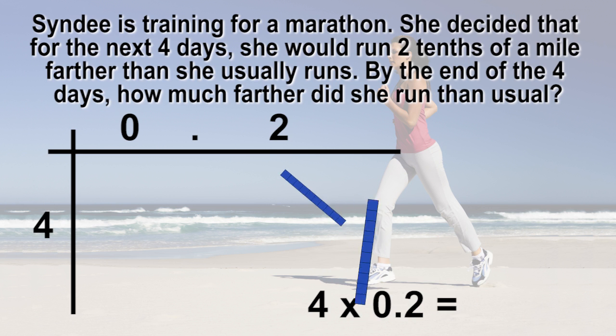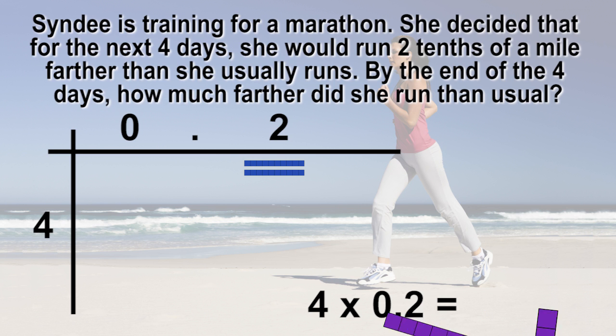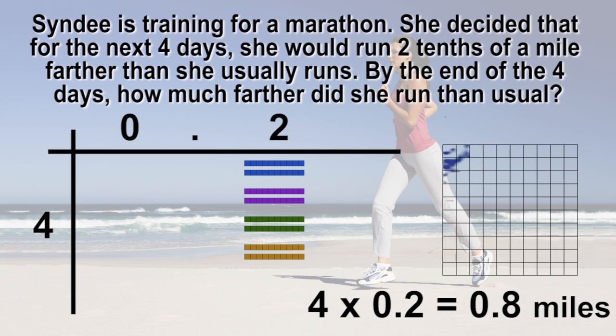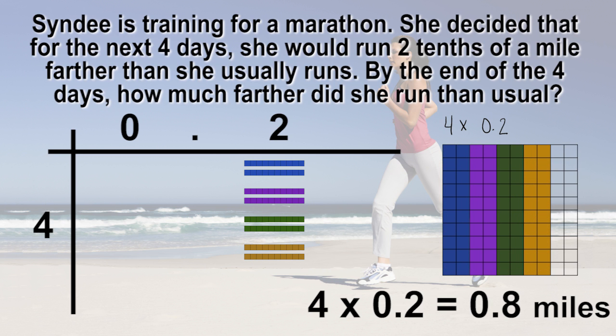Place 2/10 rods in the first row of the mat. This represents the 2/10 mile extra Sydney ran on the first day. There are 3 more days to represent. Place 2/10 in the second row, 2/10 in the third row, and 2/10 in the fourth row. There are a total of 8/10. Sydney ran an extra 8/10 of a mile. In our previous lesson, this same problem was completed using hundreds grids. Both methods produced a clear product of 8/10.